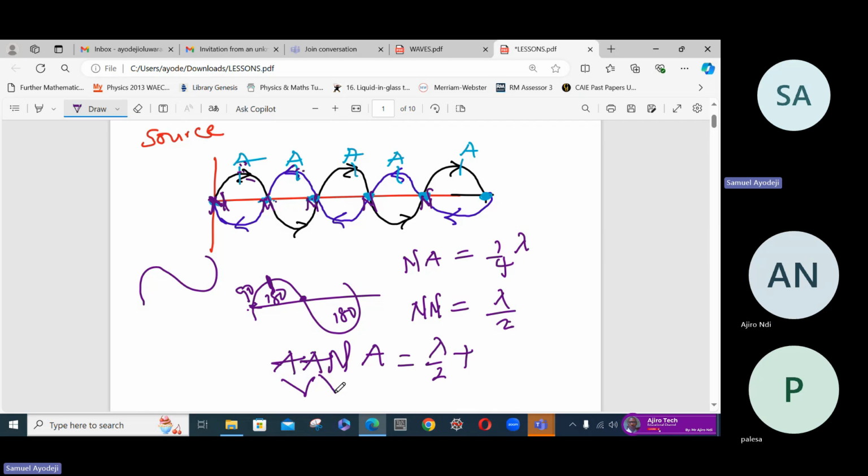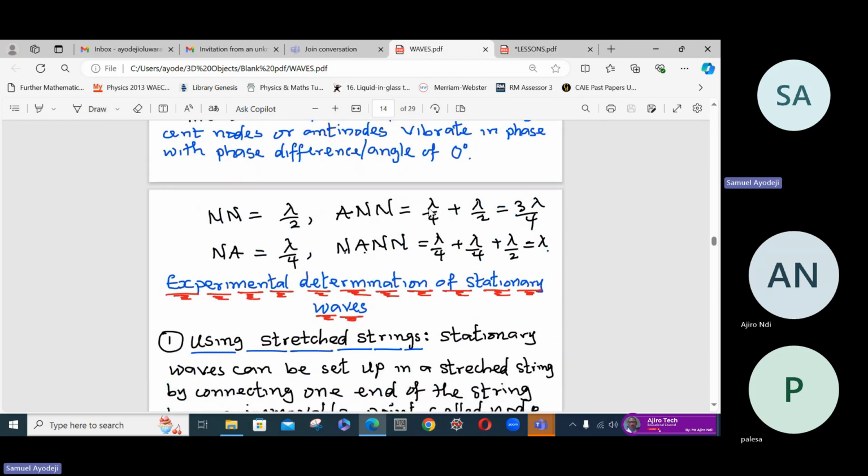Now from A to N is a quarter, lambda over 4. Then N to A, another lambda over 4. If you do everything together, it is supposed to give you lambda, if you do the mathematics. So that's what I have here. You're combining together as many as possible. Do you have any question to this point? Yes, sir. May you please explain? I didn't understand that part.